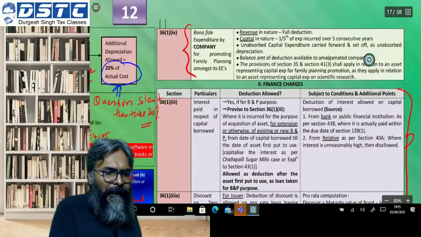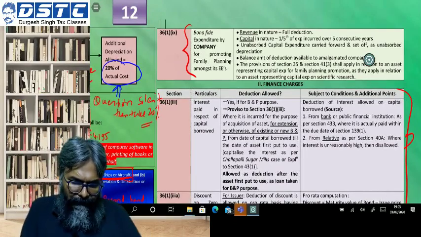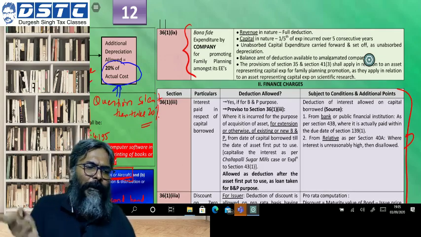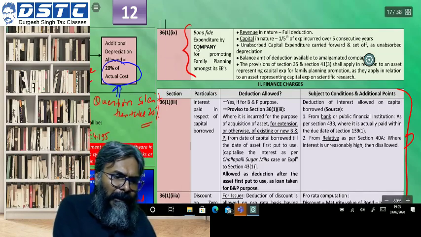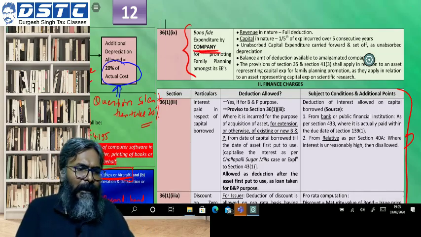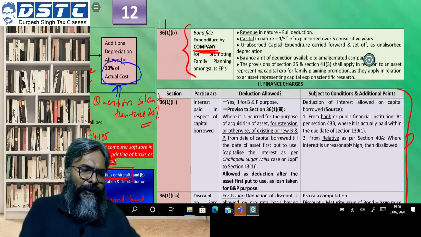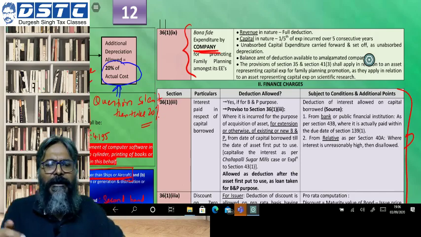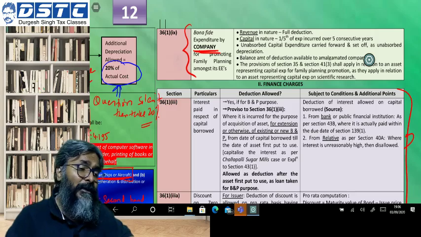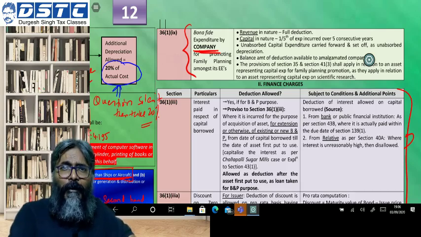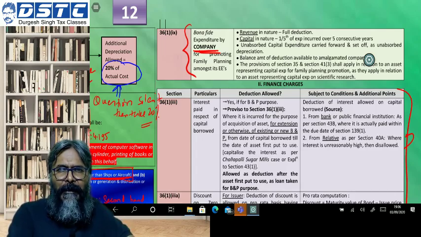36(1)(9). The family planning expenditure, students. Now, if you see over here, the family planning expenditure is allowed only to a company. The company only is the one which will be eligible to claim the deduction. Now, if the expenditure is revenue in nature, then in that case, the full amount will be allowed as deduction. Whereas if the expenditure is capital in nature, then 1/5 would be allowed as deduction, and that would be allowed for a period of 5 years.